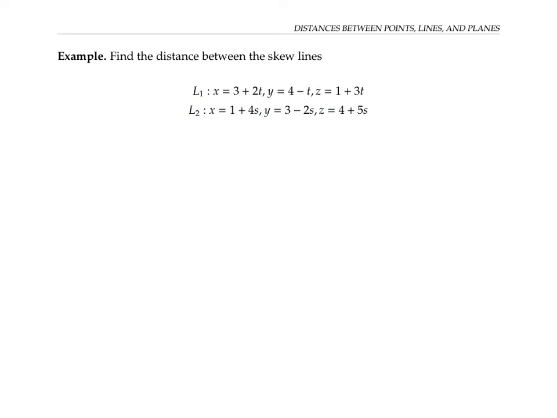In our next example, we're asked to find the distance between two skew lines. Skew means that they're neither intersecting nor parallel.